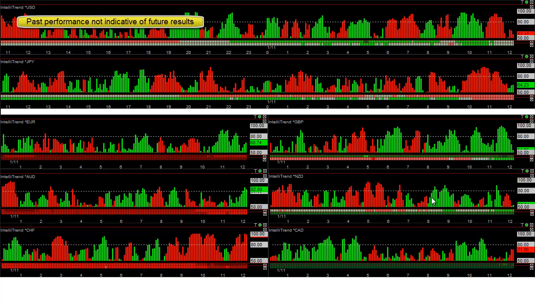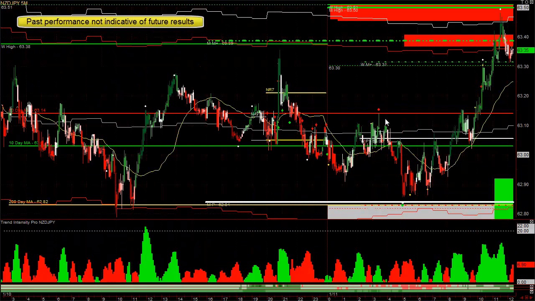Another one that was strong at that time, and we know that the weekly trend slightly up, the monthly trend's really strong, was the New Zealand. The New Zealand yen was also a good one to look for buys after 9 o'clock. So here's 9 o'clock. You can see again this area got hit once, got hit twice.